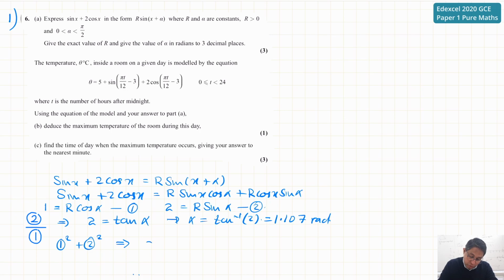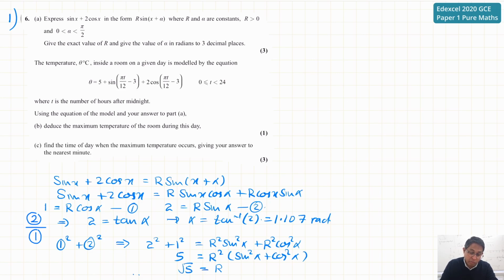You would get 2 squared plus 1 squared equal to r squared sin squared alpha plus r squared cos squared alpha. Take r squared out. On the left hand side we have 5. Sin squared alpha plus cos squared alpha equal to 1, so we have r squared equal to 5. Therefore you can write r as square root 5. We take only the positive value because we know that r is positive.